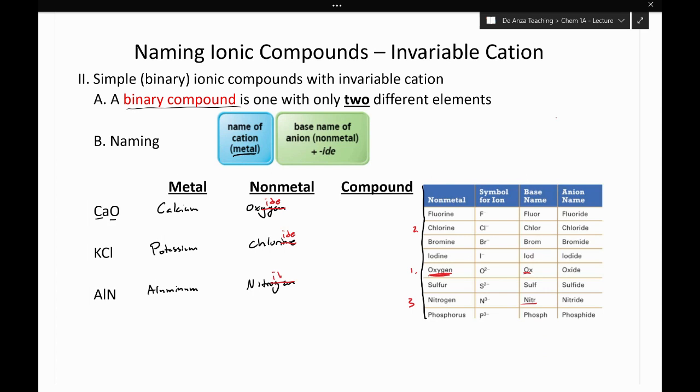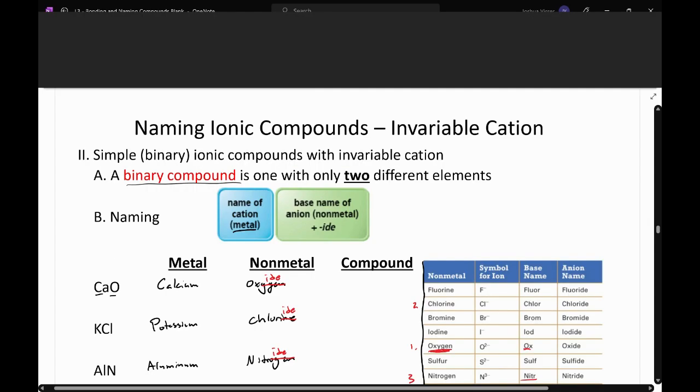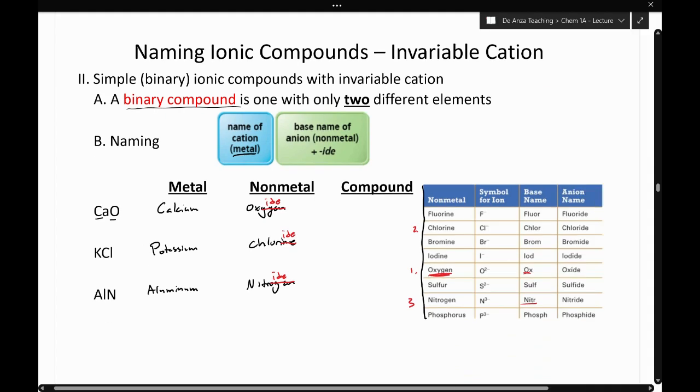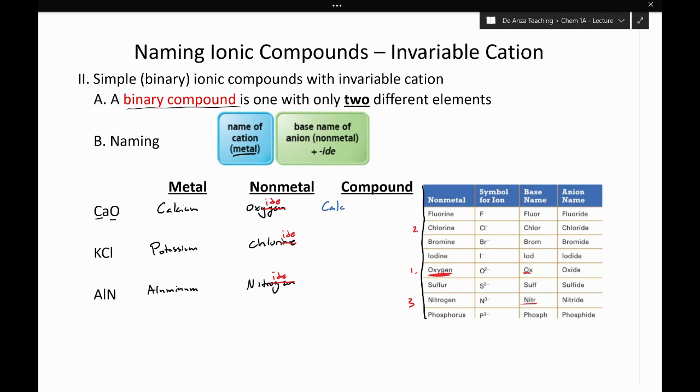We add IDE. And so the way that we name each of these is we take the name of our metal, so calcium. Then we add the base name of the anion plus IDE, so what we have is OX in black and then IDE in red. So calcium oxide. For KCl, we'd say potassium, because we have the name of our metal, plus the nonmetal base name plus IDE, chloride.